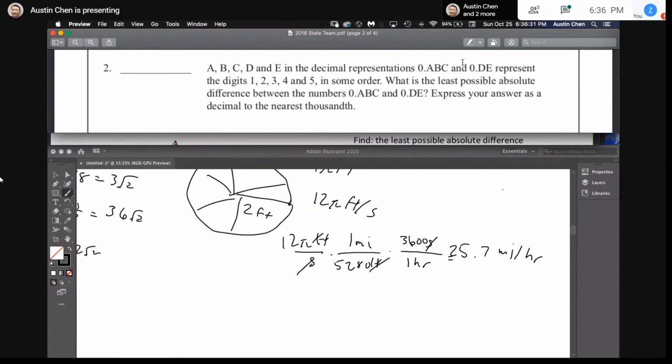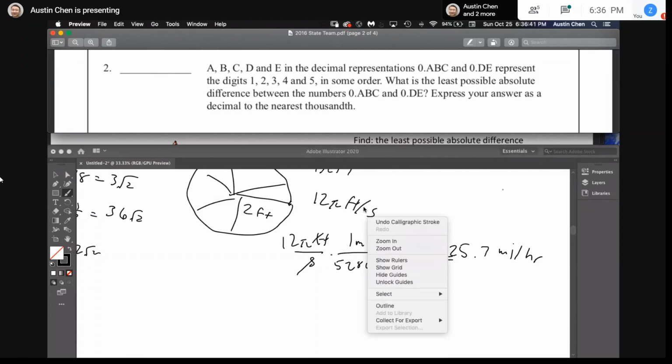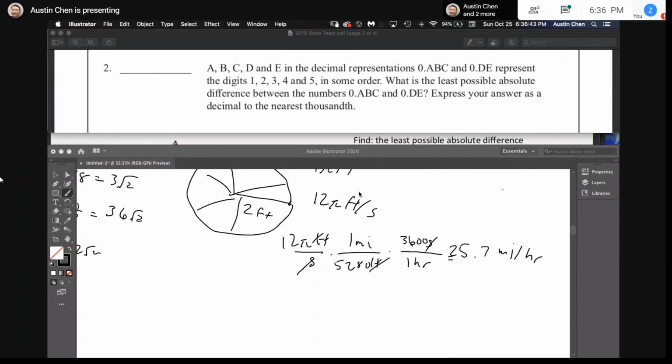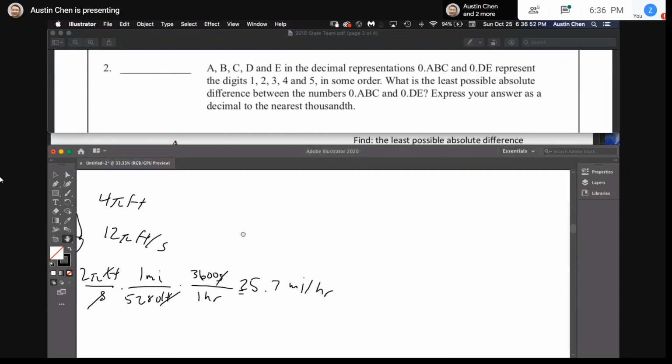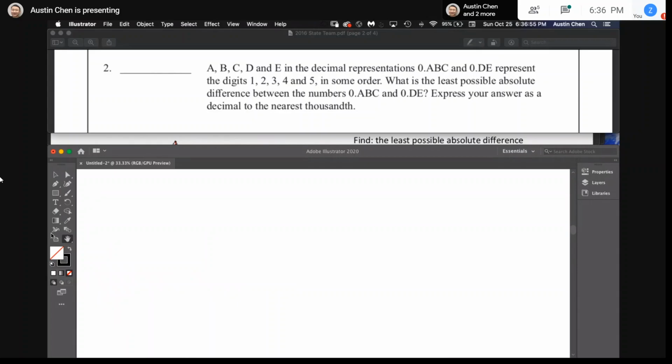A, B, C, D, and E in the decimal representations 0.ABC and 0.DE represent the digits 1, 2, 3, 4, and 5 in some order. What is the least possible difference between the numbers 0.ABC and 0.DE? Express your answer as a decimal to the nearest thousandth. So you want the least possible absolute difference between these two numbers. A, B, C, D, and E are all from those first 5 digits.